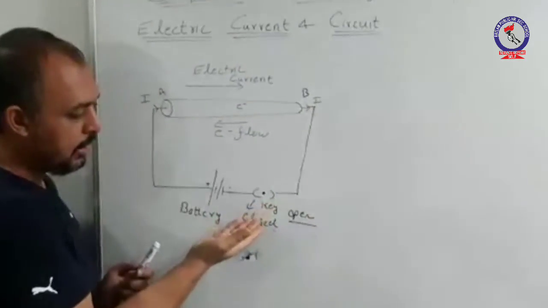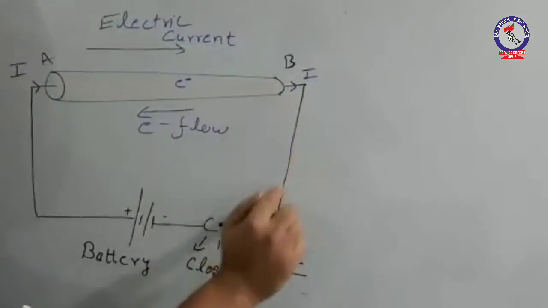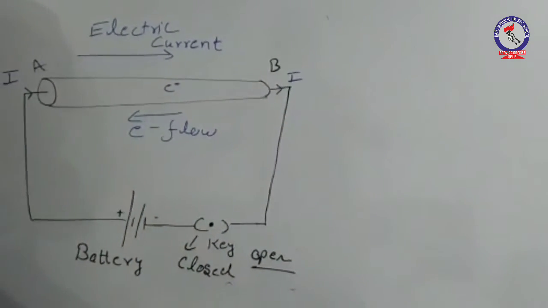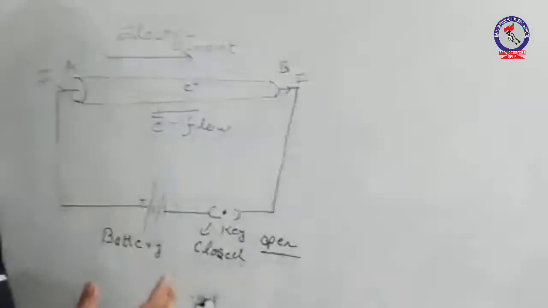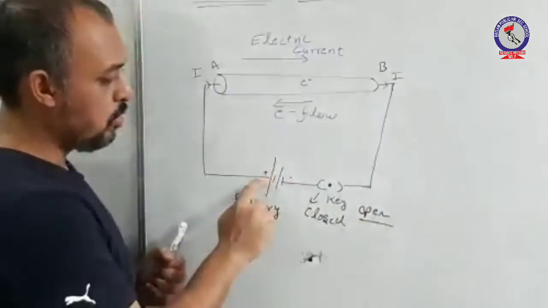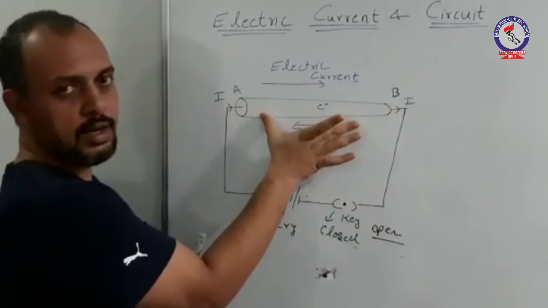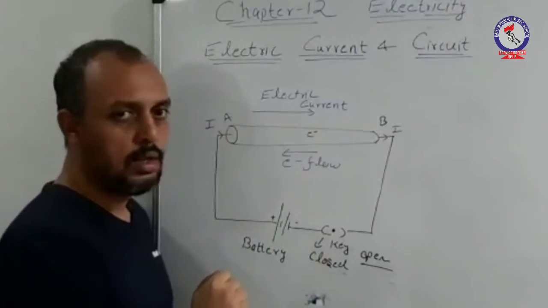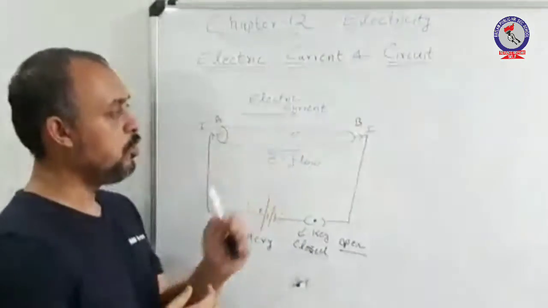Initially, when I close this key, we will get a closed circuit. So the current starts flowing in the circuit. We know that current only flows from positive terminal to negative terminal. So I have drawn the direction of current, that is, in the conductor AB, the direction of current is from A to B. Now, why am I taking the direction of current from A to B?